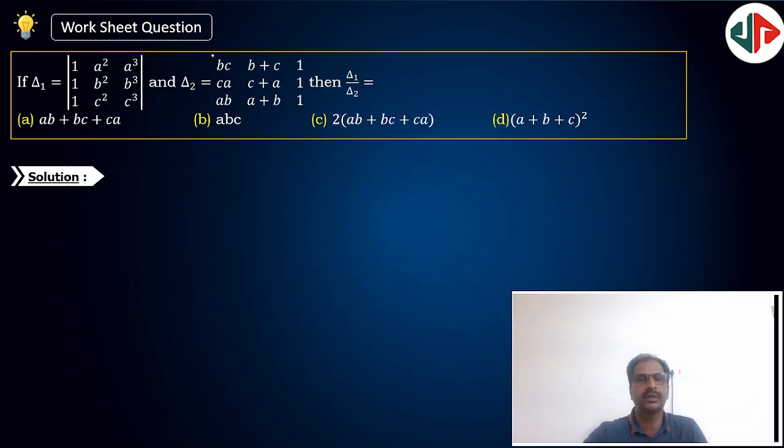See, this is delta 2, the determinant. What is the value required? Delta 1 by delta 2. Delta 1 is given, delta 2 is given, and we need to find delta 1 by delta 2.